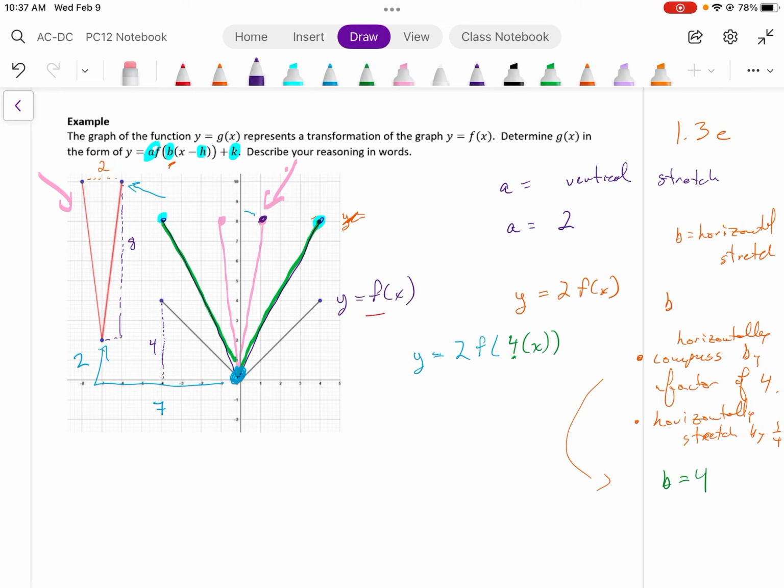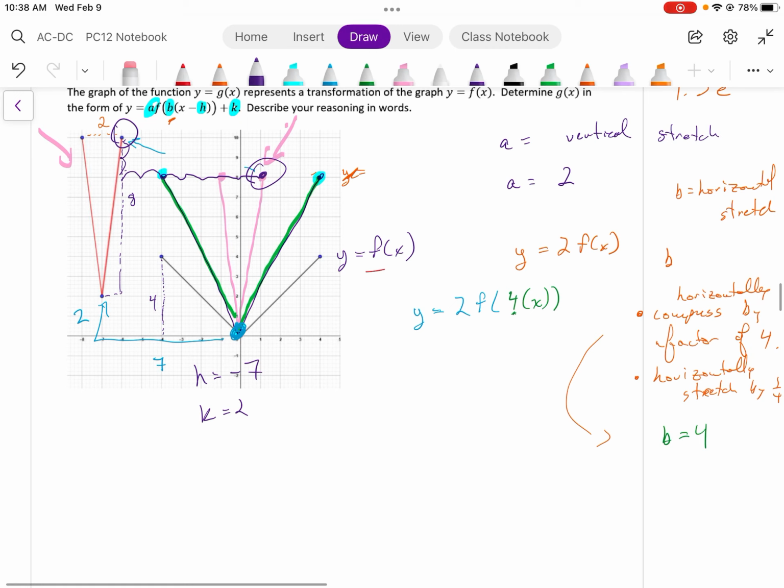Now, if I take this point (1, 8), and I move it over 1, 2, 3, 4, 5, 6, 7 units, hey, that's good. And I move it 2 points up. This point maps into this image point, which is exactly what we want. So I would imagine h is equal to -7 and k is equal to 2. Now, determine the form y is equal to a f(b(x minus h)) plus k. I think I've done that.